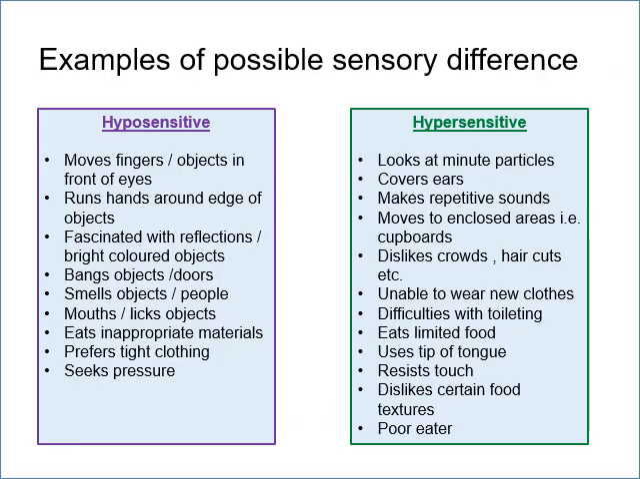Here are some sensory behavioural presentations children with autism may have. You may be able to relate to some. We know that no two children are the same, regardless whether they have a learning or neurological disability or not. Therefore, no two difficulties will present the same.